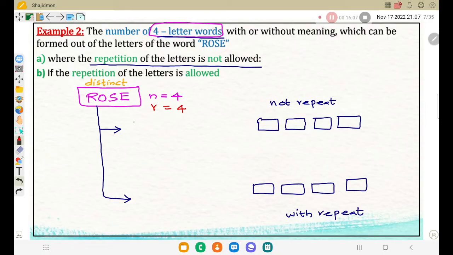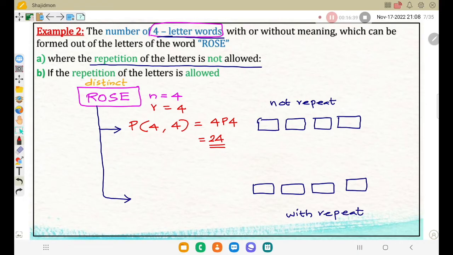So what is the rule actually? First, not repeat, without repetition. What was the rule? Permutation of totally 4 objects. How many are we taking at a time? 4 we are taking at a time, correct? Permutation of 4 objects, 4 taken at a time. You can check by calculator: 4 first we enter, then shift button, multiply button, that is P, permutation, 4, correct? So you are getting it is equal to 24.